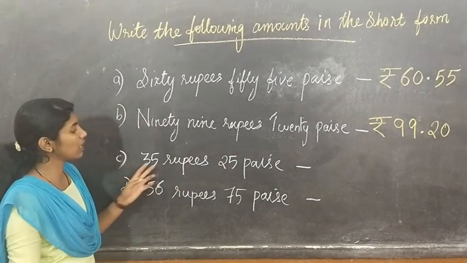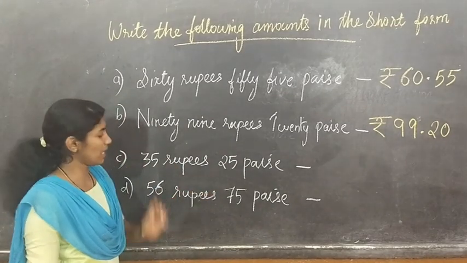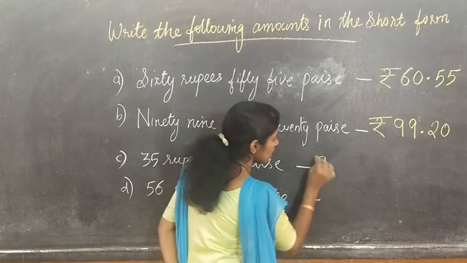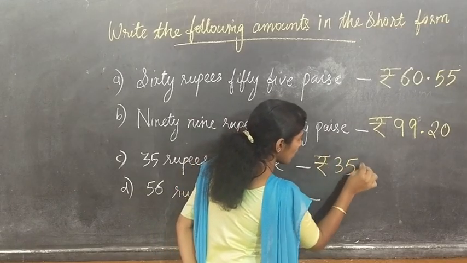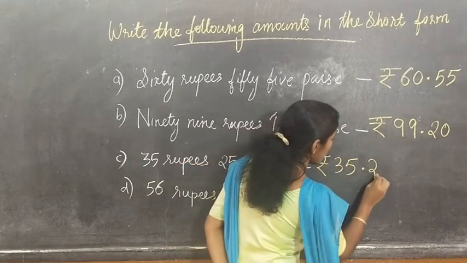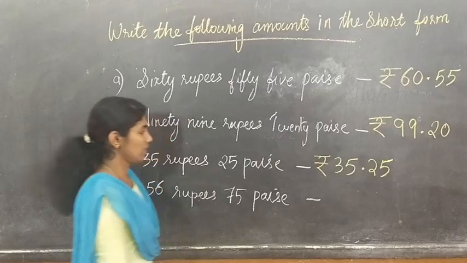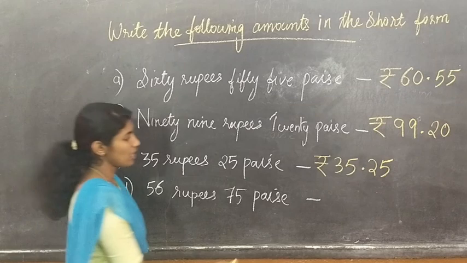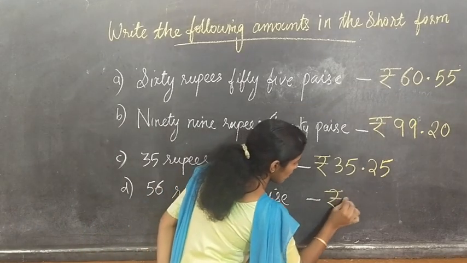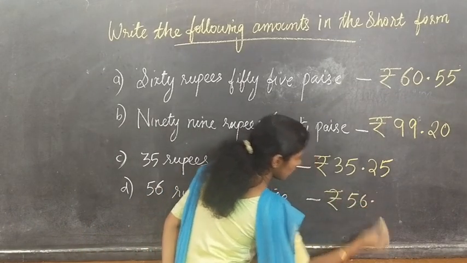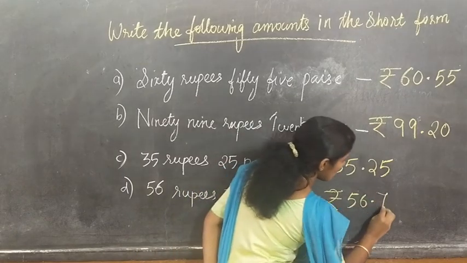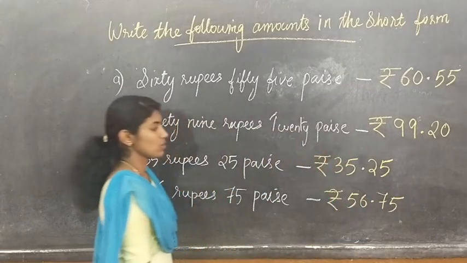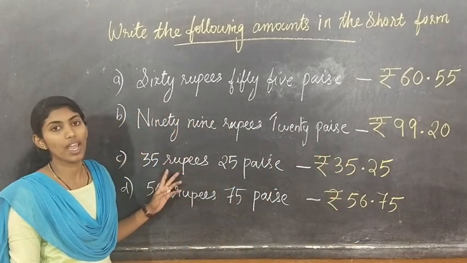Then third question, 35 rupees 25 paise. This is 35 rupees, then one dot and 25 paise. Then last one, 56 rupees 75 paise. That is 56 rupees, then put one dot and 75 paise. So this is the short form of the given amount.